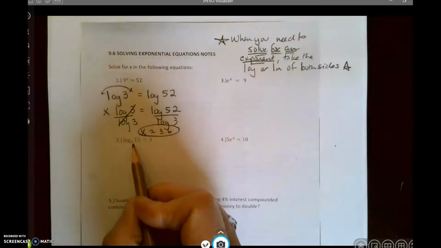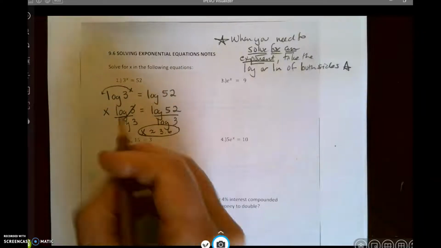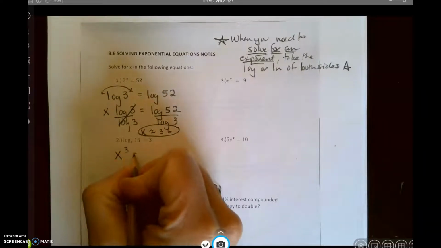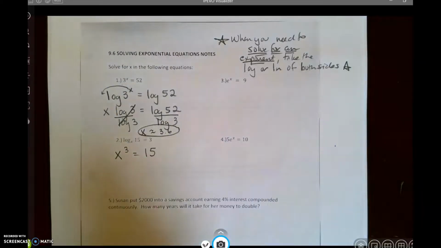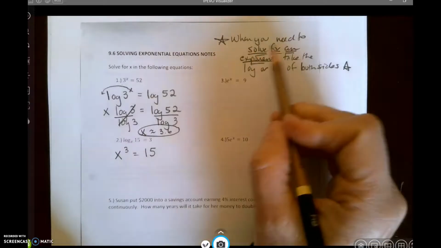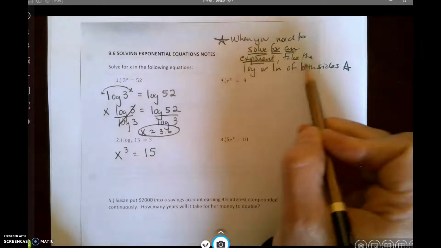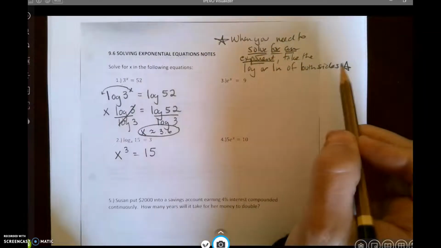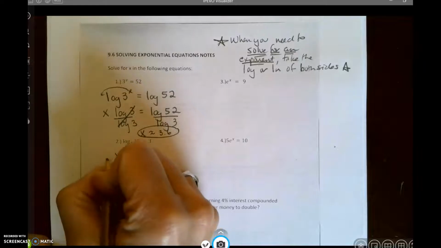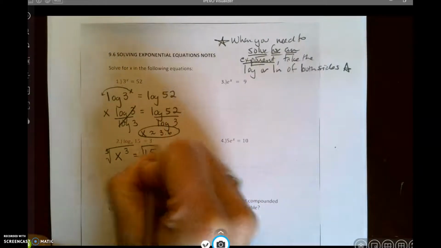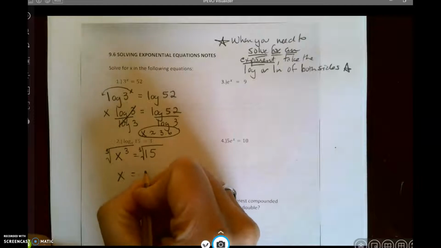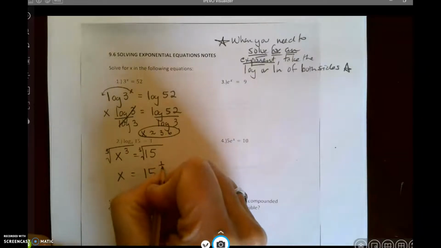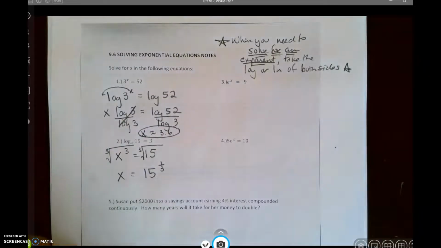Now number 2, I'm going to rewrite this exponentially. X to the third equals 15. I'm not solving for an exponent here, so I don't need to take the log of both sides. When you need to solve for an exponent, take the log or natural log of both sides. So I'm going to take the cube root. So x equals the cube root of 15, or I could think of it as 15 to the 1/3.